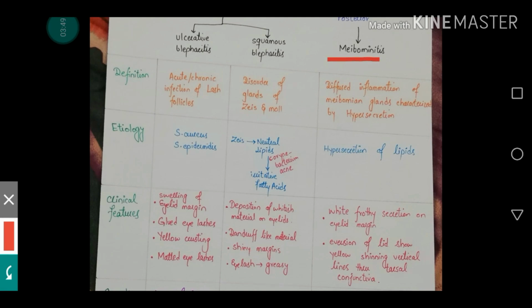Talking about meibomianitis, now it will present with a characteristic white frothy secretion on the eyelid margin. Now eversion of the eyelid will show the yellow shiny vertical lines through the tarsal conjunctiva. That is actually a clinical diagnosis of meibomianitis.